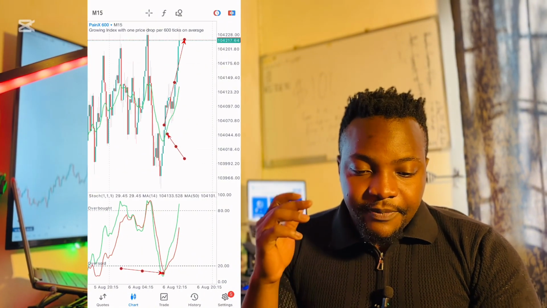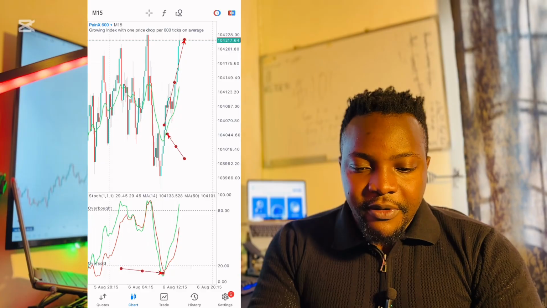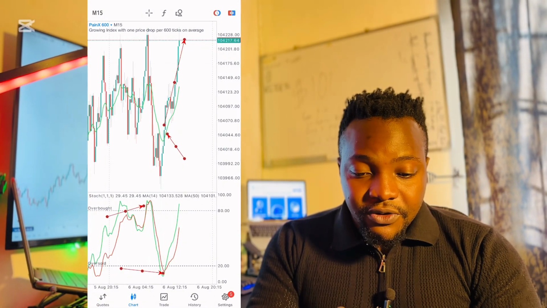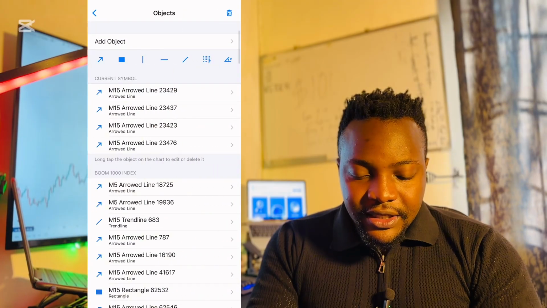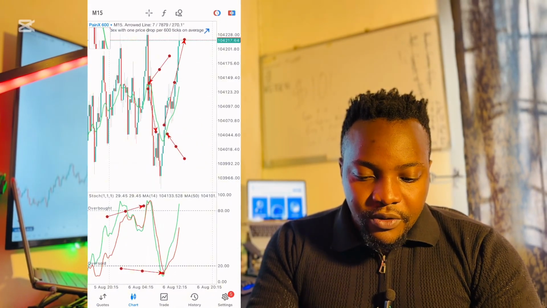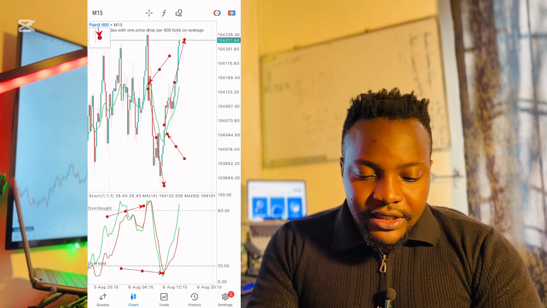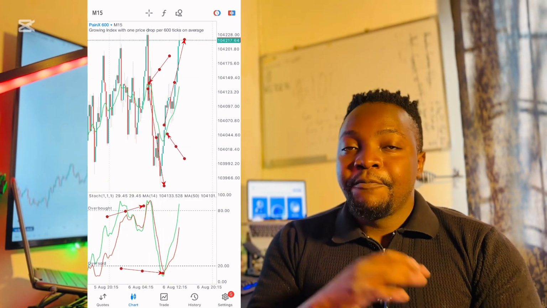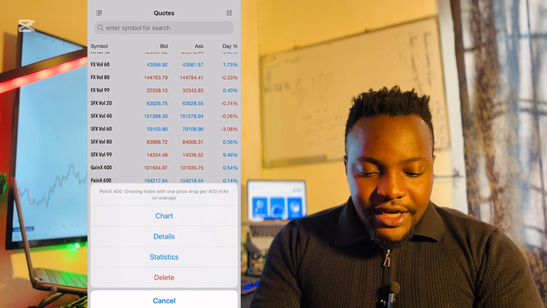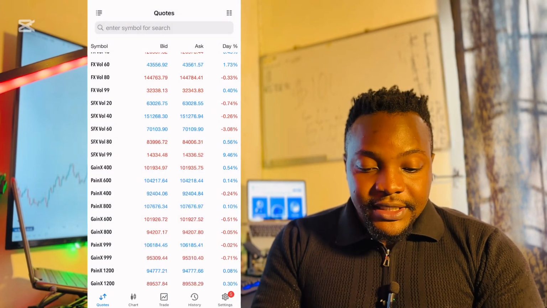This is Pain X 600 in our 15-minute time frame. We had previously gotten a sell trade when price was in the overbought section, and then crossed and went below our green line, which means we were supposed to sell all the way down to this point and then get into this bullish movement after. It's very simple, guys, and you can literally try it out right now and make some profits.